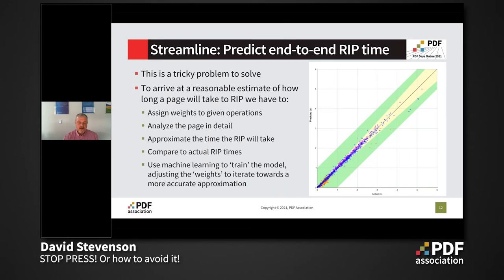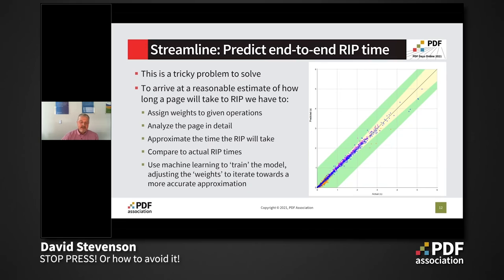But as we develop this research and this technique, we're adding other operations into the model that the RIP is having to do, and then suddenly it throws outliers, and we've got to figure out why that is happening. So that we can improve the model, with the aim ultimately of being able to get a reasonably accurate prediction, or at least be able to identify for a given PDF whether or not there's a risk of sending it to the press, either before or after doing some streamlining.